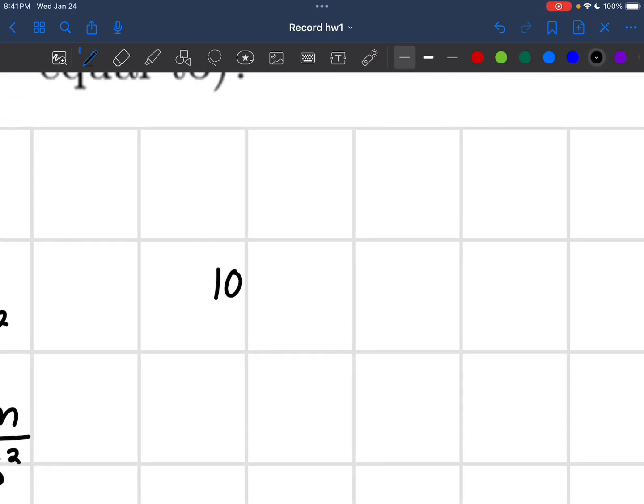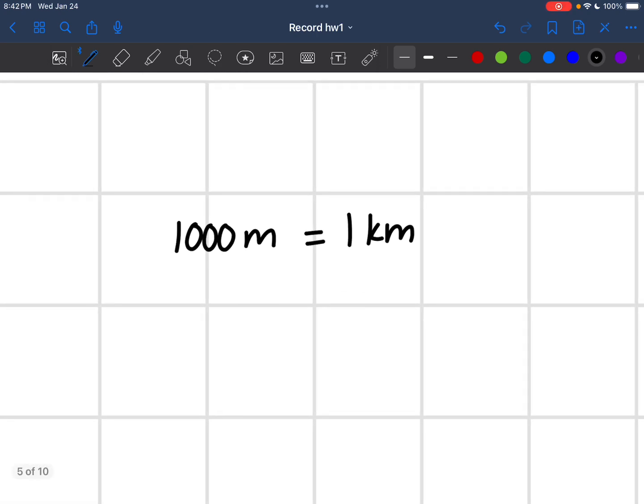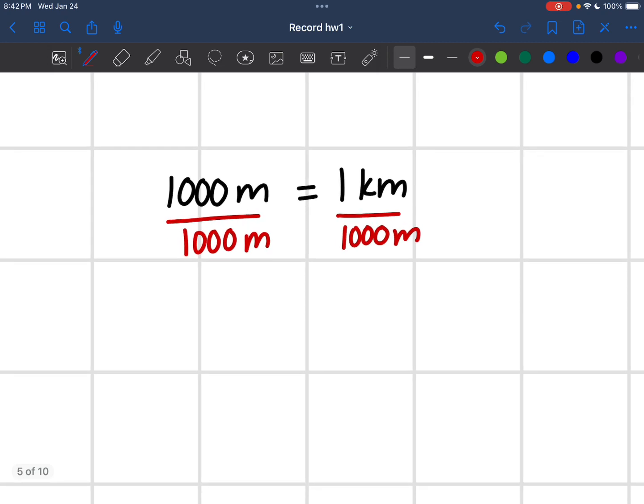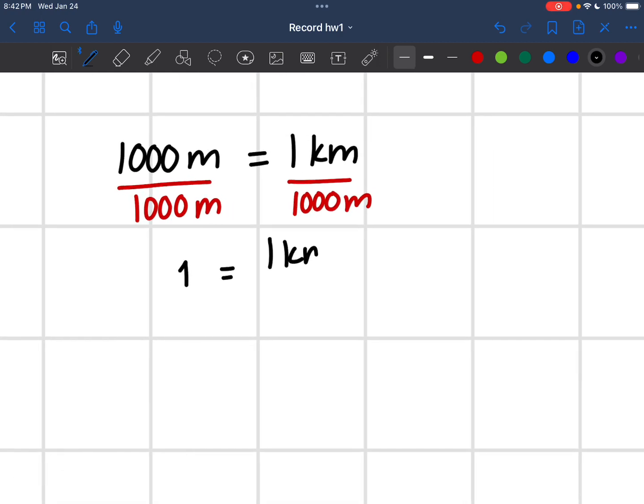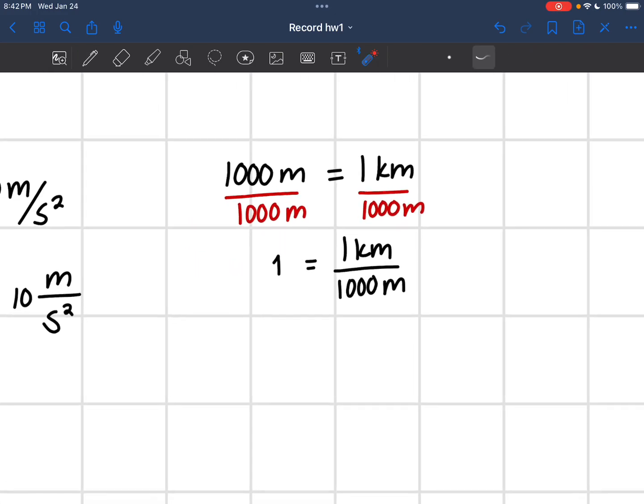So I know that 1,000 meters equals 1 kilometer, right? And if I were to divide both sides of this equation by 1,000 meters, I would end up with 1,000 meters over 1,000 meters. Well, that's something over itself, so that's just going to be 1 equals 1 kilometer over 1,000 meters, right?